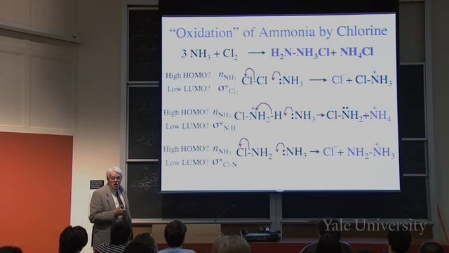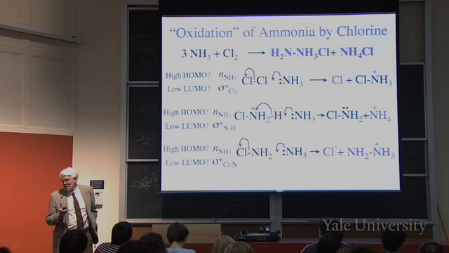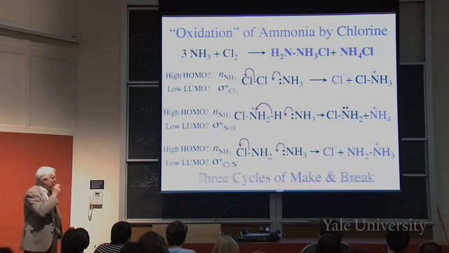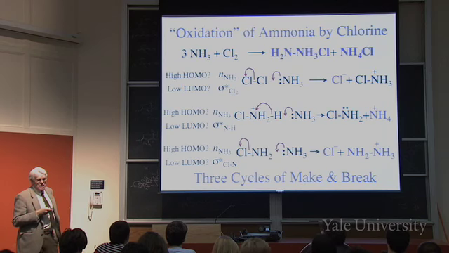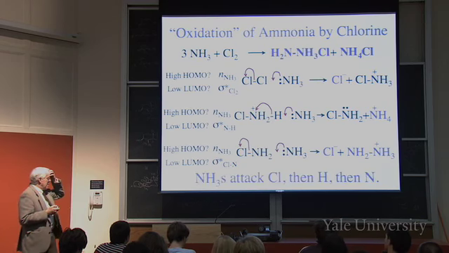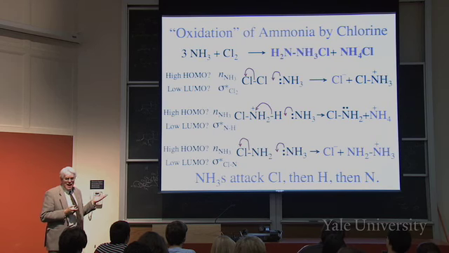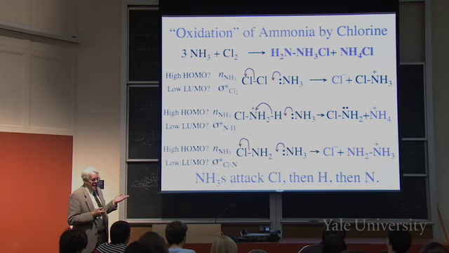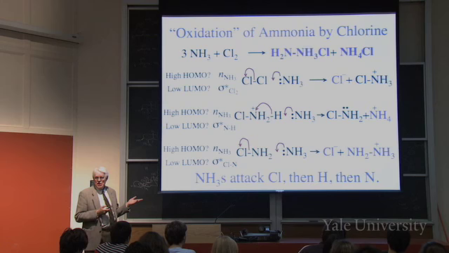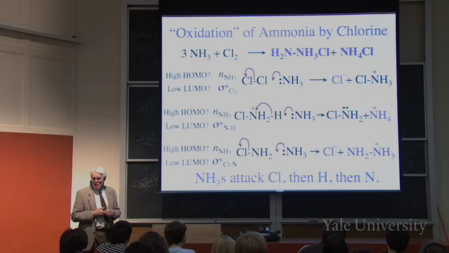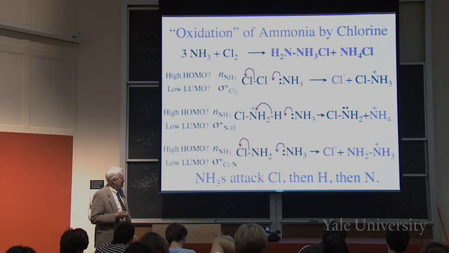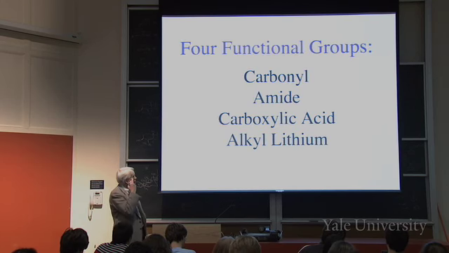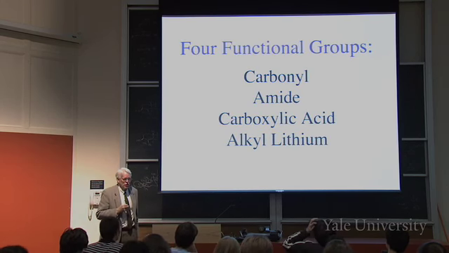So we've done it. So there are 3 of these reactions that take place. 3 cycles of make and break. And notice the difference among them, right? It's always NH3 that attacks, but first it attacks chlorine, then it attacks hydrogen, then it attacks nitrogen. But it's the same reaction we talked about on the previous slide, right? Make and break.